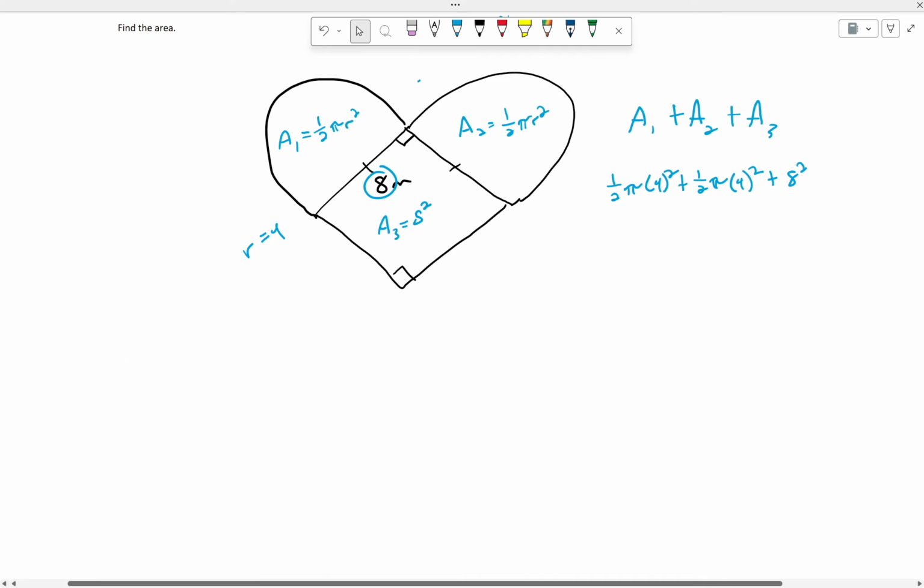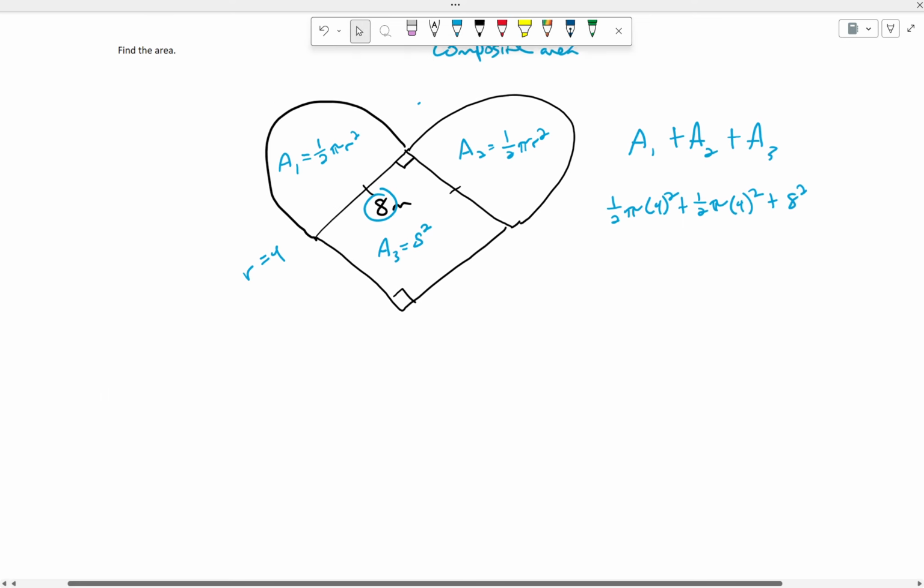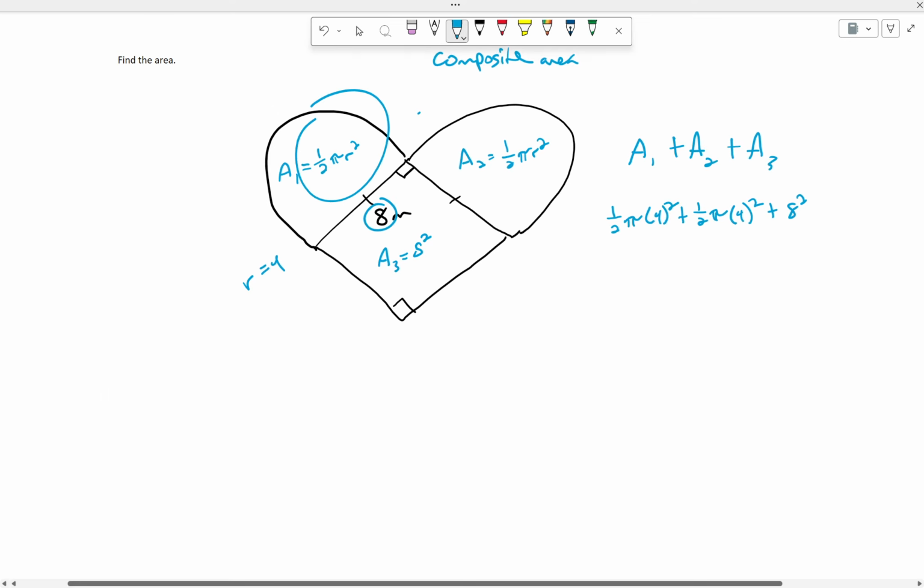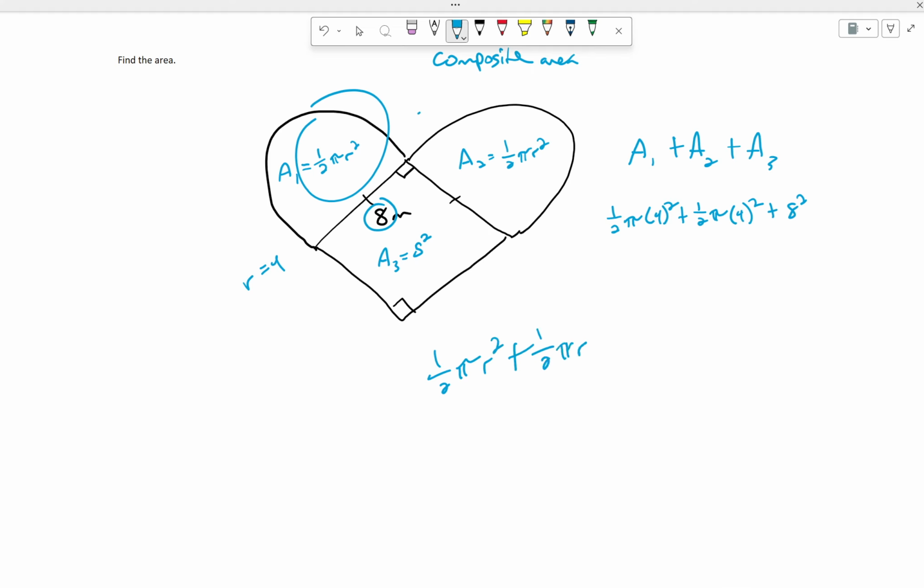Which effectively they have the half of the 4 squared each time, or 1/2 pi r squared, right? If I were to add these two terms, 1/2 pi r squared plus 1/2 pi r squared. Guys, it's two semicircles, which would just equal the circle pi r squared, right? So this is just going to be pi times 4 squared plus 64, which is going to be 16 pi plus 64. And this is going to be in meters squared.